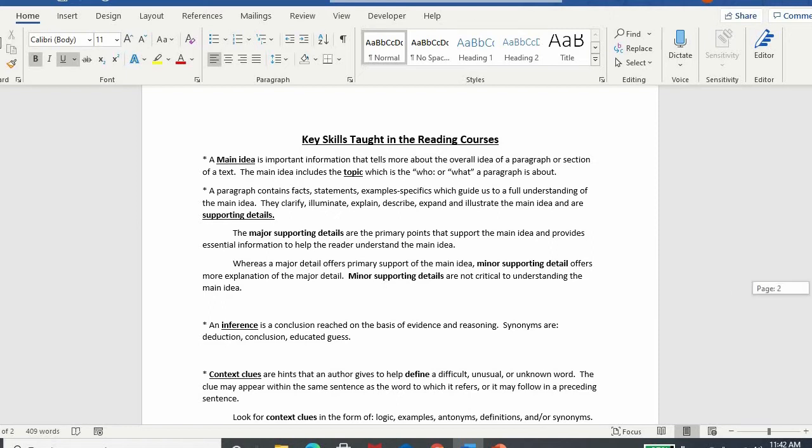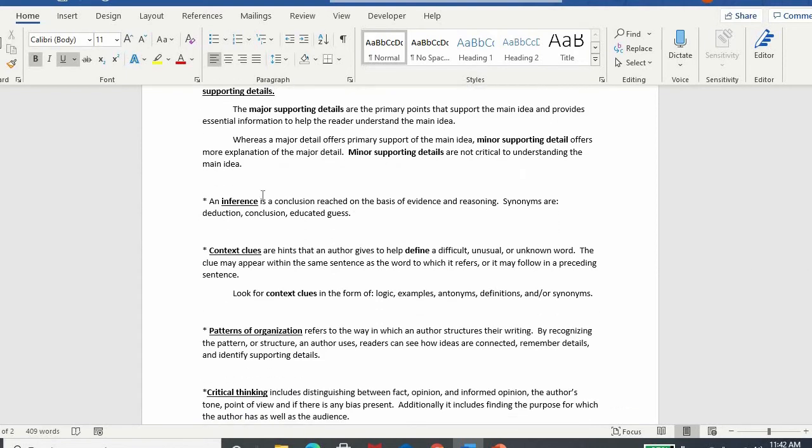You may also be asked to come to an inference. So an inference is a conclusion based on evidence. So you might also call it conclusion, educated guess, or deduction. It's when it's not spelled out for you directly in front of you. An author has implied or maybe hinted, suggested their meaning, and you have to come to that conclusion. We do that with main ideas. We might do that with vocabulary. So that's the point of making an inference.